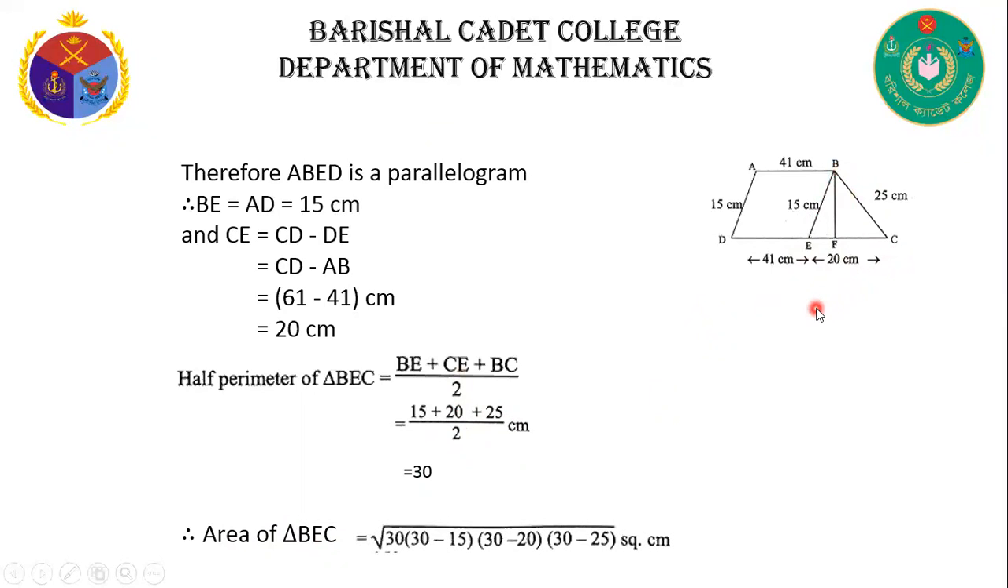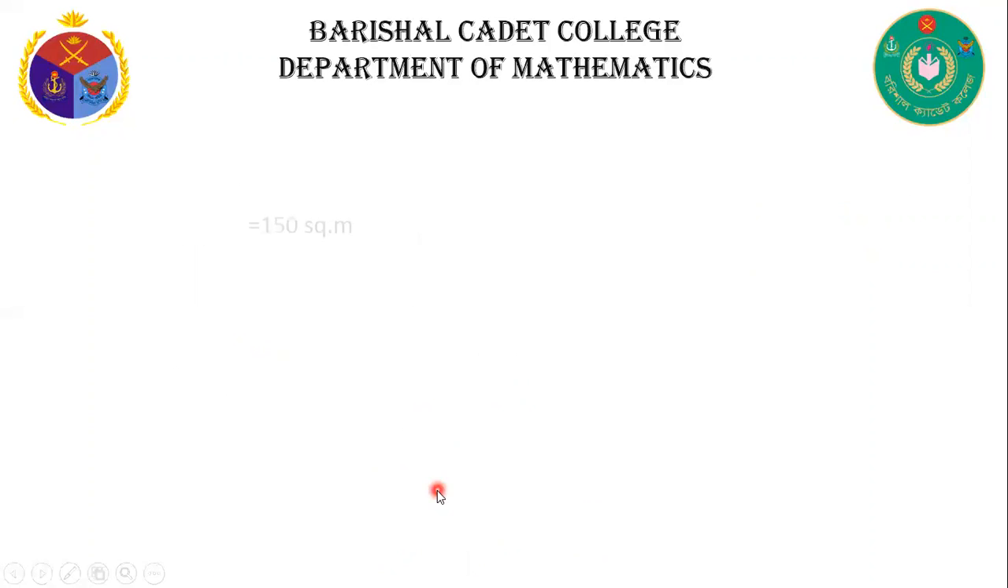Now area of triangle BEC is equal to root of S into S minus A, S minus B, S minus C. We know this is the area of a scalene triangle. Here S means half of the perimeter, that means 30. Now putting the values, S means 30 into 30 minus A means 15, and 30 minus B means 20, and 30 minus C means 25. After calculating this, we can write 150 square centimeter. This is our required area of the triangle.